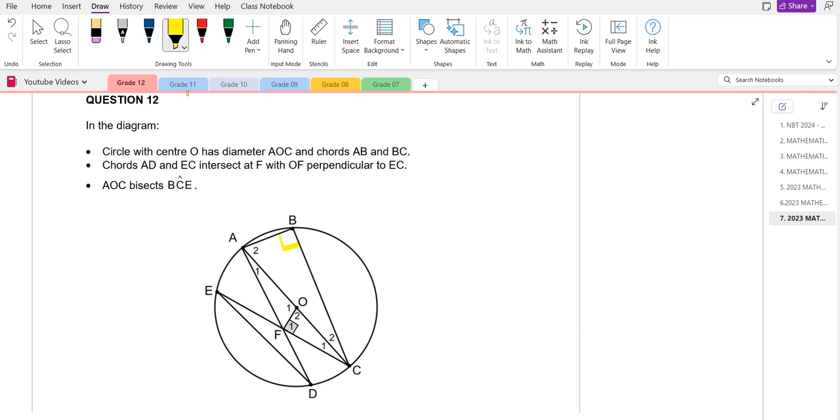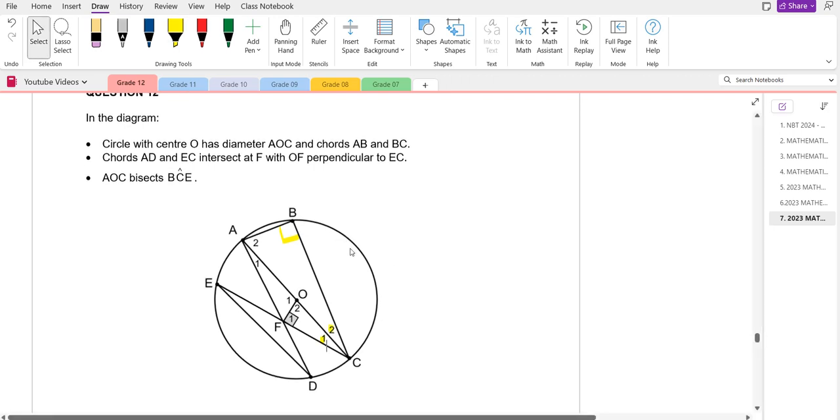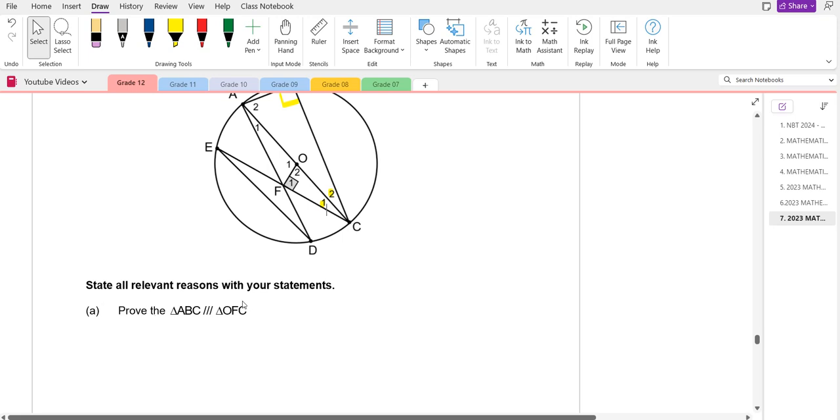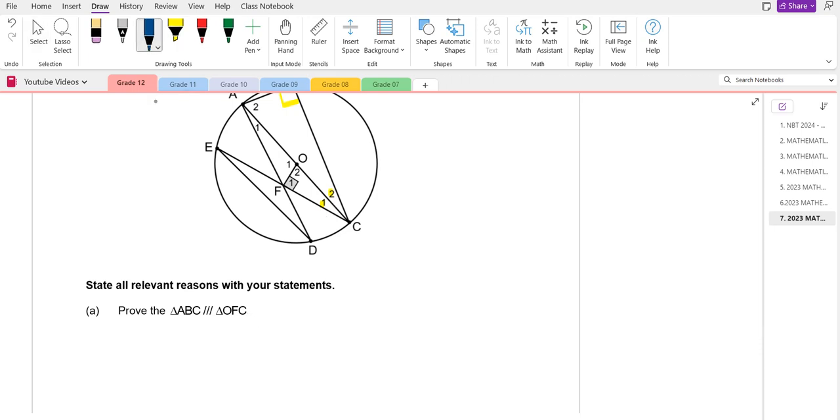AOC bisects angle BCE. AOC bisects BCE. So angle C1 and angle C2 are equal. Alright. So state all relevant reasons with your statement. Prove that triangle ABC is similar to triangle OFC. So we need to write in triangle ABC. Let's do it on the side here.